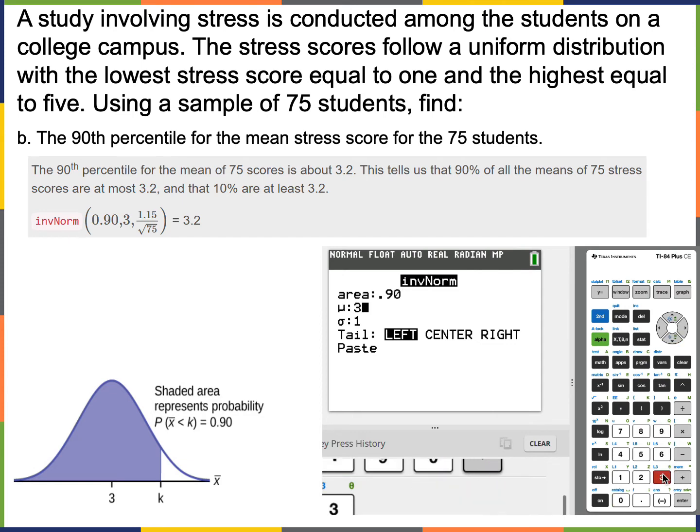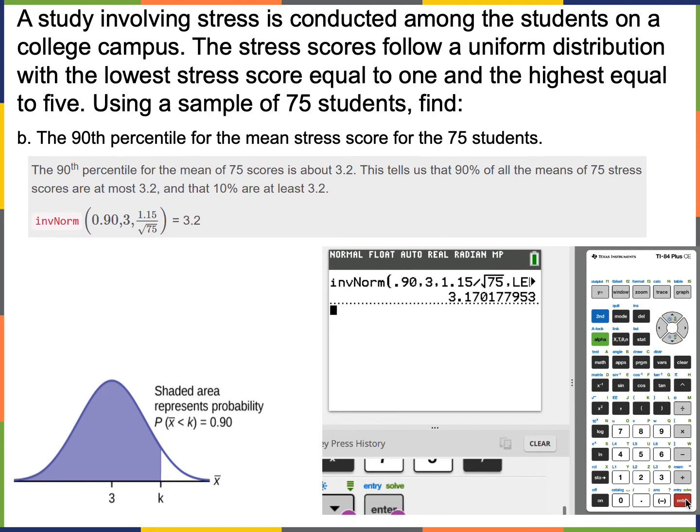Your mean is 3. And your standard deviation, because we're finding the mean stress score by CLT, is 1.15 over square root of n, which is square root of 75. Right, and that's the left tail, and then you hit paste and hit enter, and you get approximately 3.2. So what is 3.2? That's the value k such that the area to the left of k on the graph of the sampling distribution is going to be 90% of the total, and that's what that is.